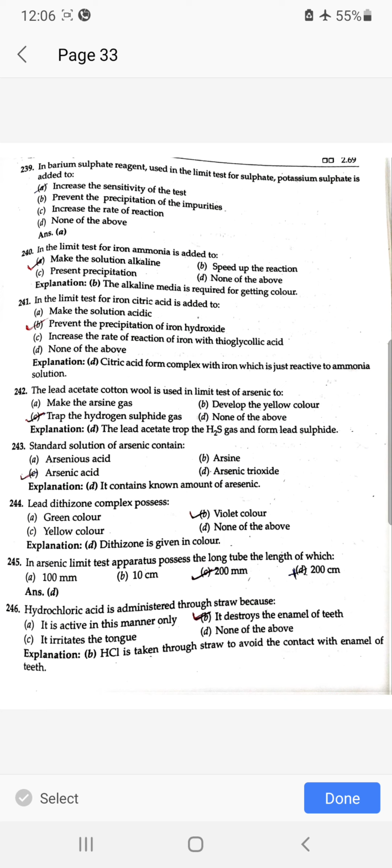Lead acetate cotton wool is used in the limit test for arsenic to trap hydrogen sulfide gas. Standard solution of arsenic contains arsenic acid. Lead diethyldithiocarbamate complex possesses violet color. The arsenic limit test apparatus possesses a long tube, the length of which is 200 mm. Hydrochloric acid is administered through a straw because it destroys the enamel of the teeth.